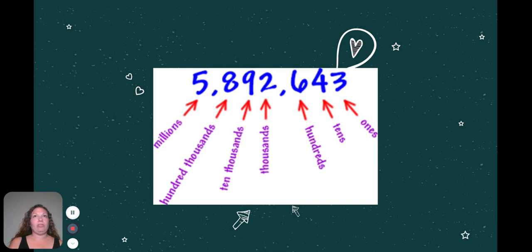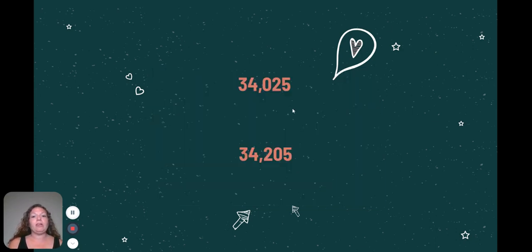So again, I'm going to give you that trick if you want to turn your paper sideways and write your numbers so that you keep things in place value order. That might be helpful. Okay, so let's look at these two numbers. They're pretty similar. The first one is 34,025. The second one is 34,205. So we need to look at the place values starting from right to left.